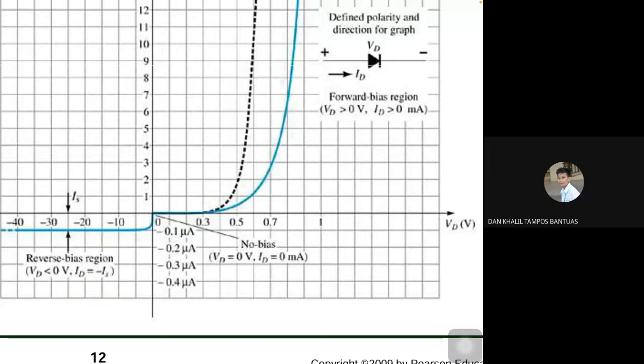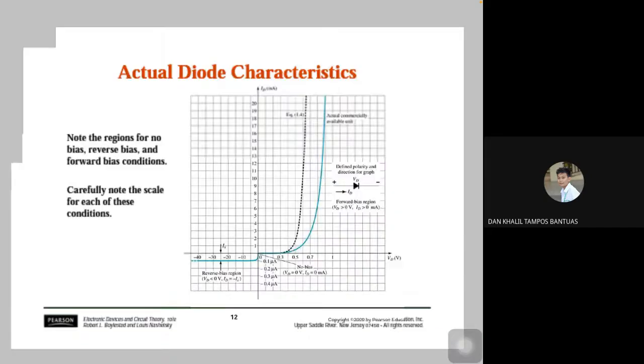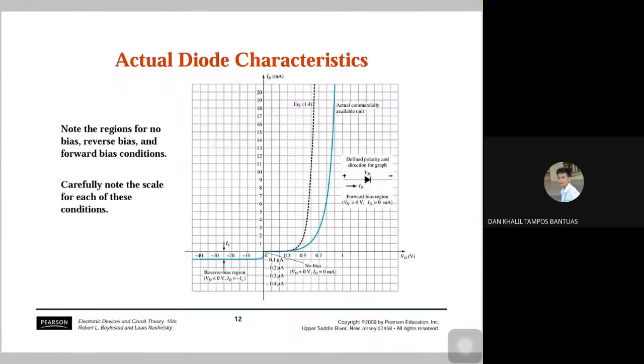But we will use that value 0.7 to model all silicon diodes sa atong mga future examples, future problems, future circuits nga i-analyze or i-design. We will use that value 0.7. So 0.7 is the voltage barrier potential of the silicon diode. Okay? Silicon diode 0.7. Memorize na dapat ni siya nga value. Kung silicon, 0.7 volts. Kung germanium, 0.3.